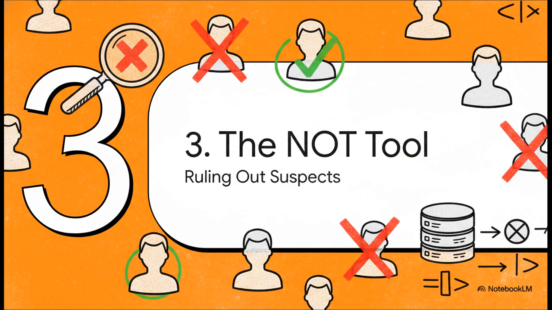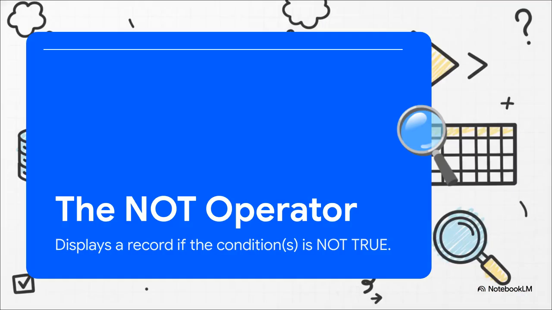Okay, great. So we can find what we're looking for. But any good detective knows that a huge part of an investigation is knowing what to exclude. We need a way to rule out suspects, to narrow down our search. And this is where the NOT operator comes into play. It's incredibly simple, but really, really powerful. It just flips the logic on its head. You give it a condition, and it shows you everything that doesn't meet that condition.